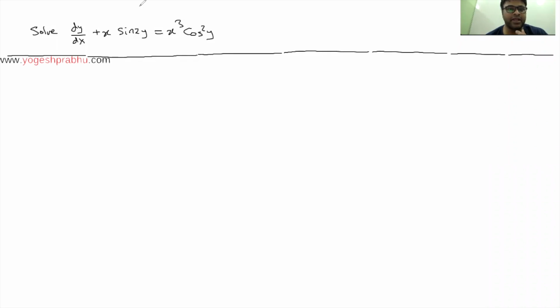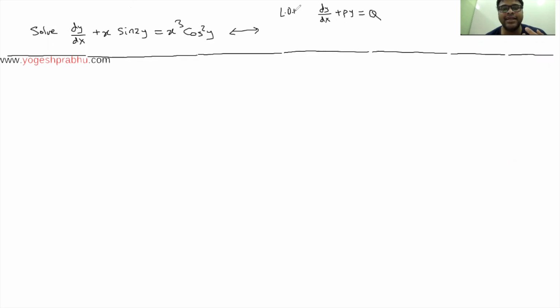Now let's see how we can solve this differential equation. We are familiar with some of the standard forms, and let me write that down. There is one standard form which is dy by dx plus py is equal to q. I hope you remember this. This is the standard form of a linear differential equation.